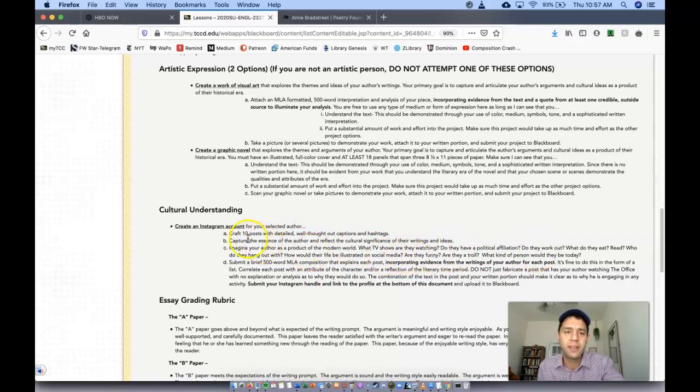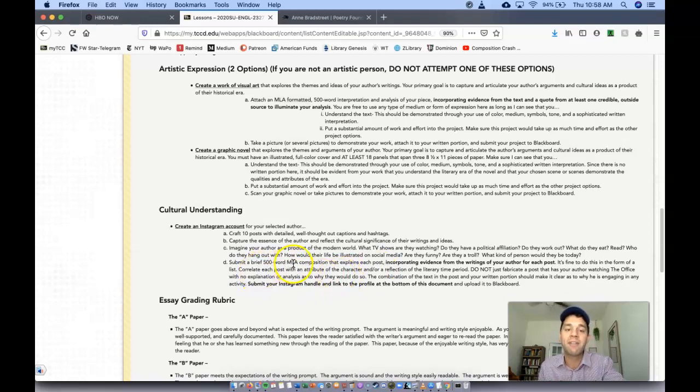Think about these things. So you're going to craft 10 posts with detailed, well thought out captions and hashtags, capture the essence of the author, and reflect the cultural significance and writings of their ideas. Imagine your author as a product of the modern world. What TV shows are they watching? Do they have a political affiliation? Do they work out? What do they eat, read? Who do they hang out with? How would their life be illustrated on social media? Are they funny? Are they a troll? What kind of person would they be today?